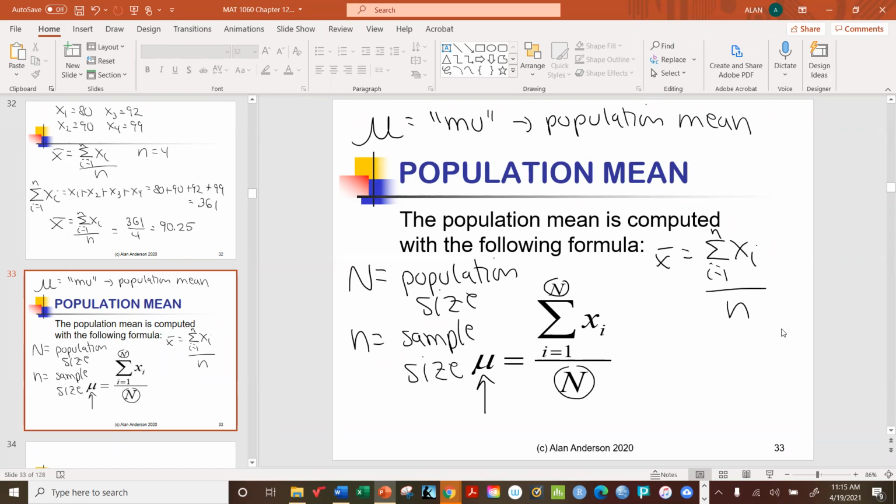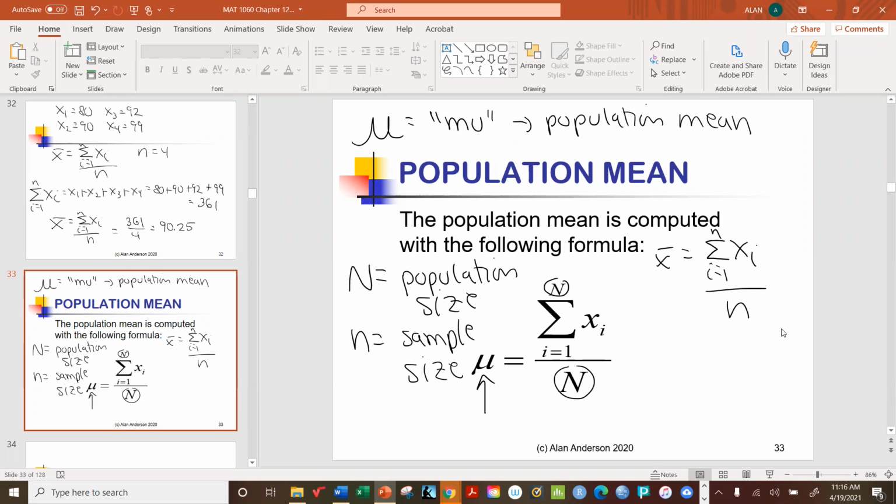The other difference is that we're using capital N's instead of lowercase n's to represent the size of the population, so we know which is which. So from now on, lowercase n is sample size, capital N is population size. The reason why we need to do this is because in some formulas, both of these will appear in the same formula, and we have to have a way of telling them apart. Okay, so that's why this is being done.